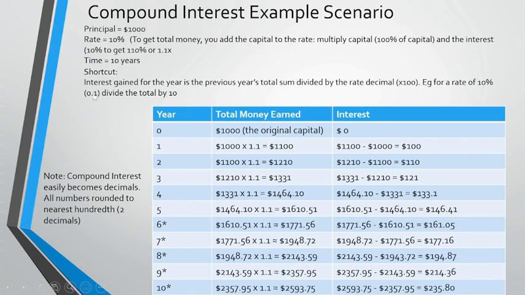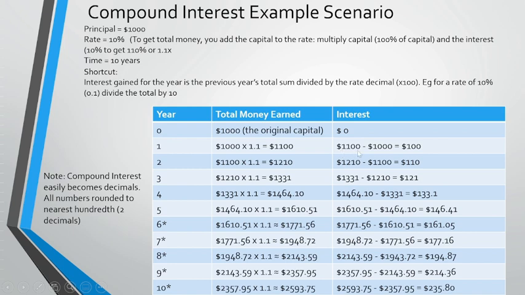And here's a shortcut I noticed, especially for this. It's pretty obvious for this scenario, although I'm pretty sure it should work for any other scenario. The interest gained for the year is the previous year's total sum divided by the rate decimal times 100. So like for a rate of 10%, that's 0.1. That's a mistake there. It should say divide the total amount of money by 10, yeah.